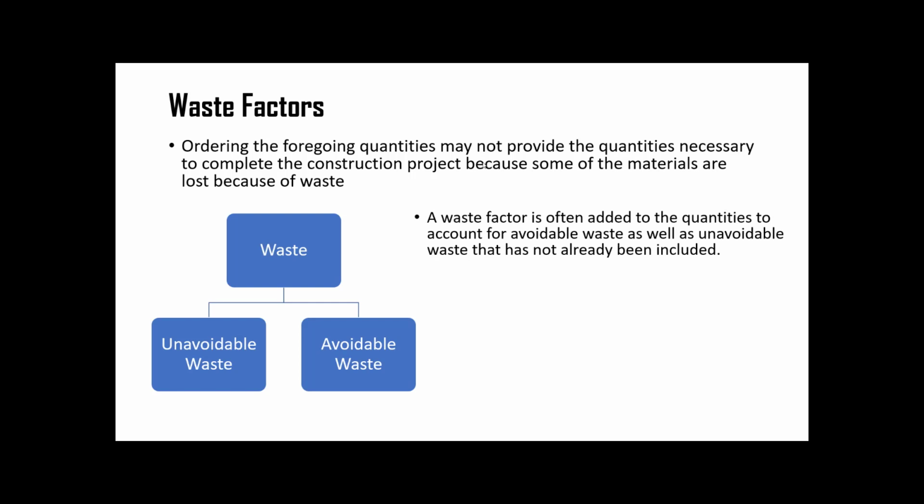So a waste factor is often added to the quantities to account for avoidable waste as well as unavoidable waste that has not already been included. For example, if we make an estimate of 500 cubic yards of concrete, a 5% wastage means around 25 cubic yards can go into waste. So the waste factor is often expressed as a percentage of the calculated quantity. Whenever we make a quantity takeoff, we have to consider a certain waste factor to get a more accurate estimate.